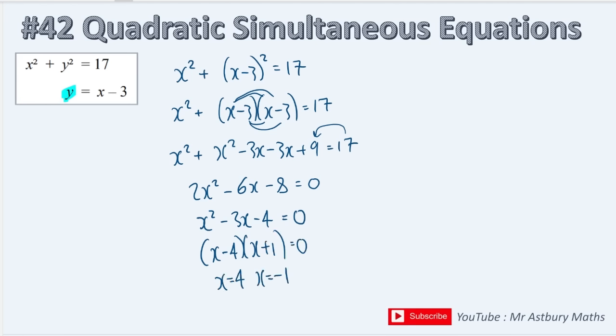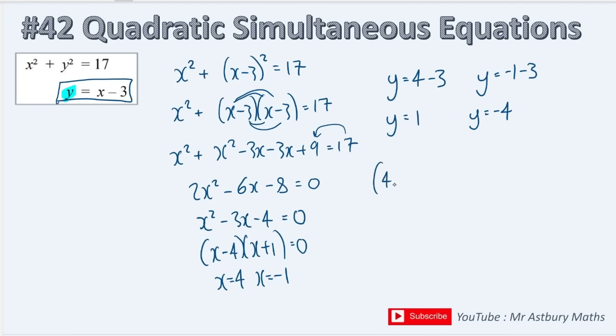And then what we need to do is go back to our original equation up here, which tells me that the y variable is the x, which is 4 minus 3, or the x, which is minus 1 minus 3. So I get 1 and I get minus 4. It's always a good idea to put your answers as coordinates. So when x is 4, it goes with y is equal to 1. And when x is minus 1, it goes with y is equal to minus 4.